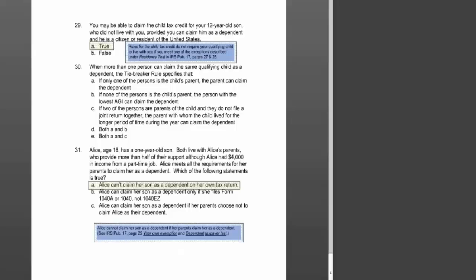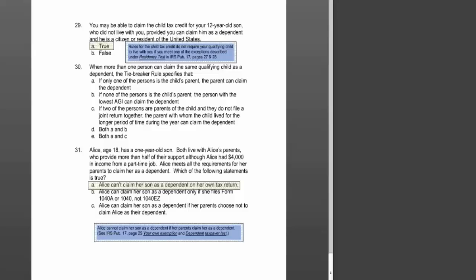Question 29. You may be able to claim the child tax credit for your 12-year-old son who did not live with you, provided you can claim him as a dependent and he is a citizen or resident of the United States. True or false? The answer to this question is true. The rules for the child tax credit do not require your qualifying child to live with you if you meet one of the exceptions described under the residency test in IRS Pub 17, pages 27 and 28.